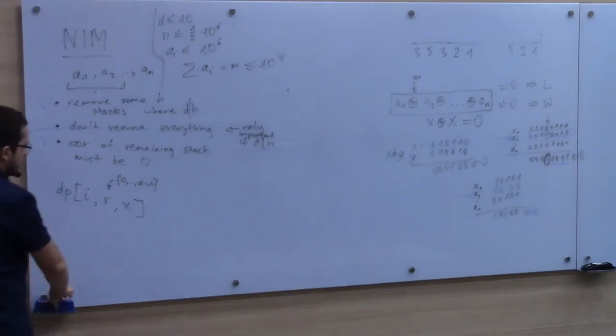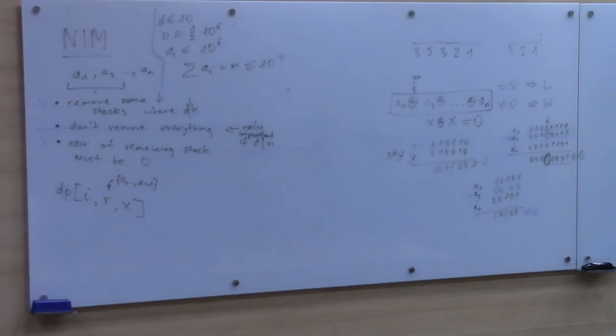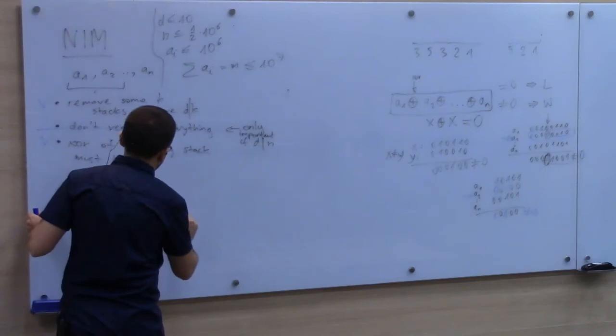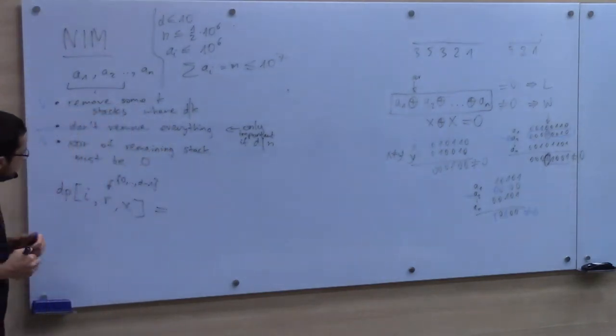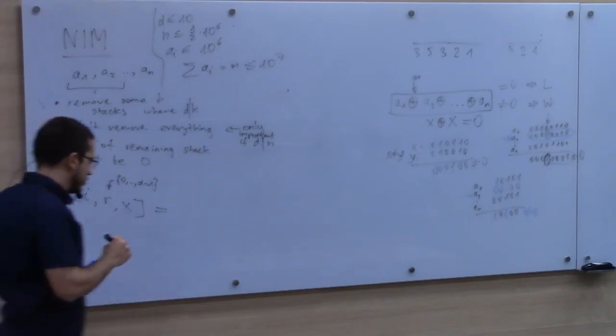The recurrence formula for the dynamic programming is pretty easy. We will consider now the stack number I. We have two cases: either we remove the stack or we don't remove the stack. Let's say that we don't remove it.